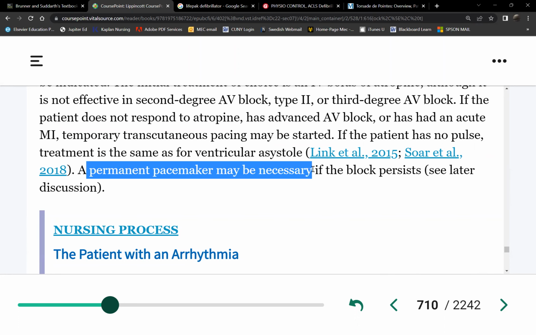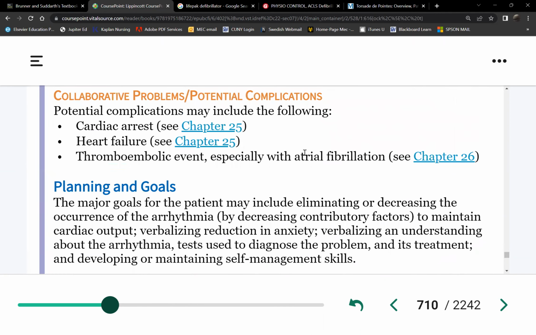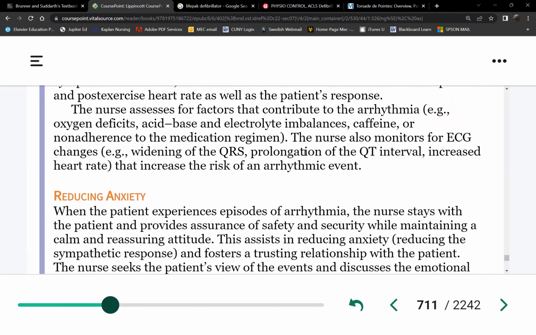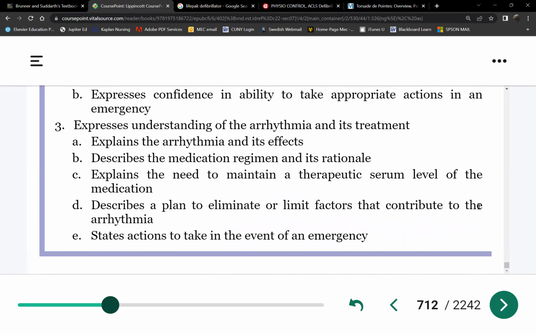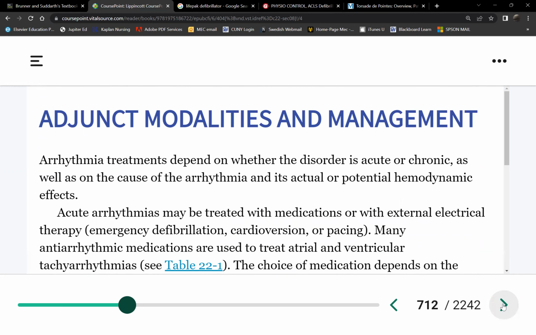Okay, so again, who needs a permanent pacemaker? 2nd degree type 2 or 3rd degree. Again, we're not the ones deciding this, it's the doctor. So you just focus on what your roles are in these procedures. Clear? Yeah. Okay. So who needs a pacemaker? Second degree heart block type 2 and third degree heart block. Very good, children.